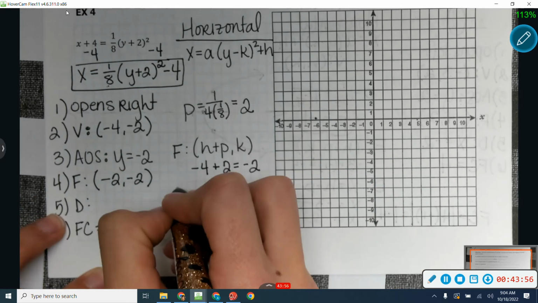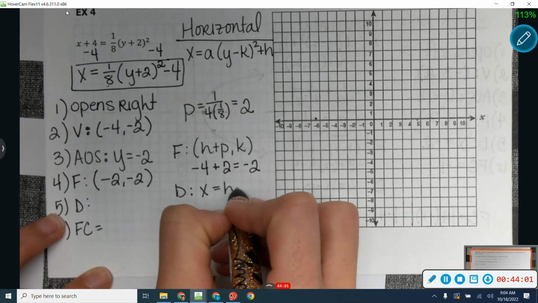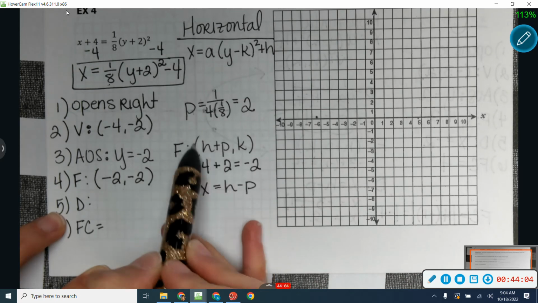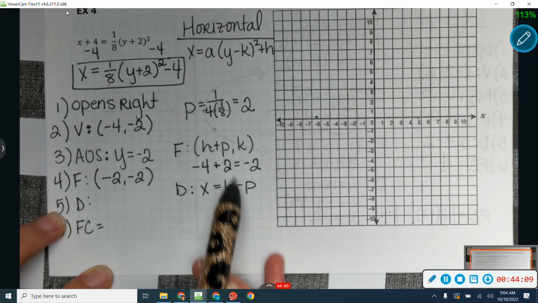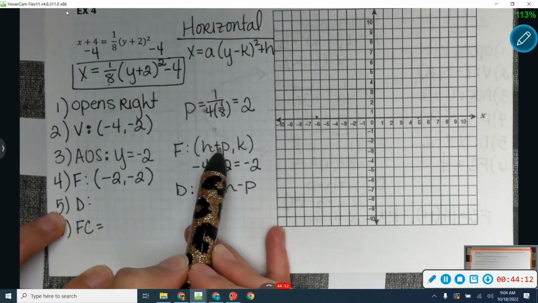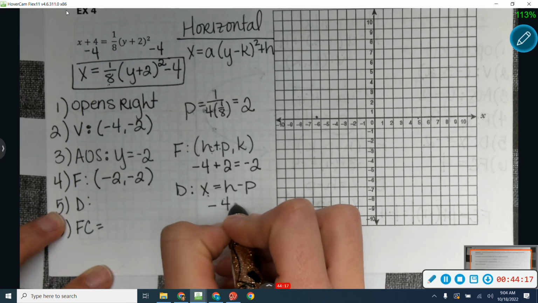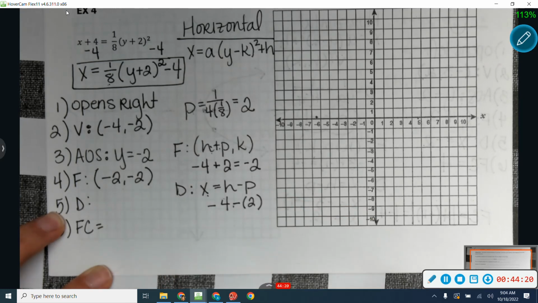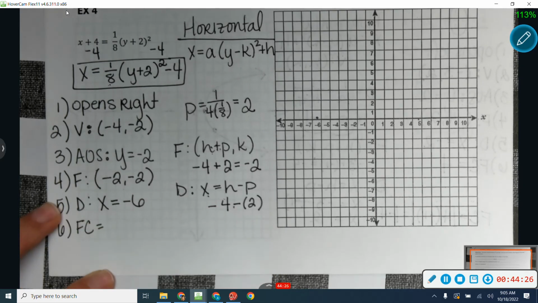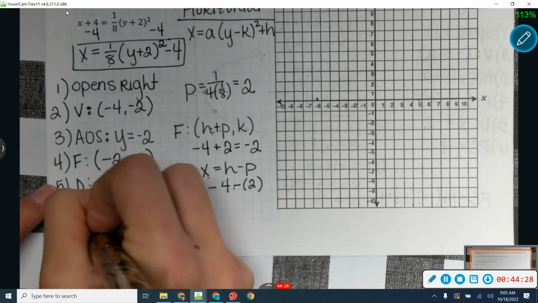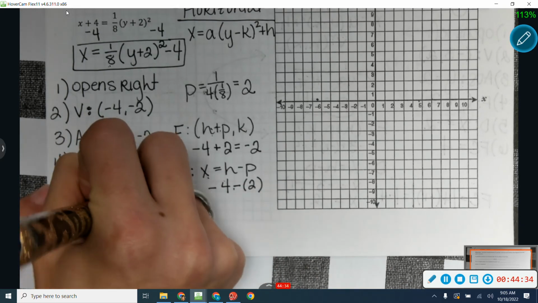Very good. Alright, my directrix. Very good. So if you notice that your focus is changing your x, are y'all catching on to that? If you're changing your x here, then this is going to be your x. You're just adding this one and subtracting this one. Okay. So I've got -4 minus 2, which is going to give me x equals -6. My focal chord is the absolute value of 4 times 2, which is going to be 8.